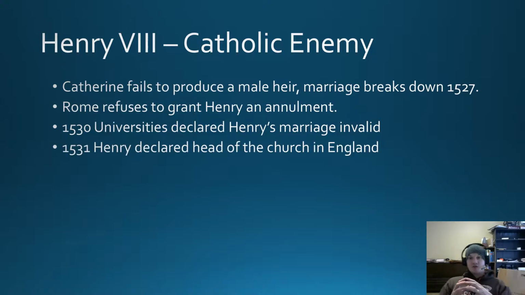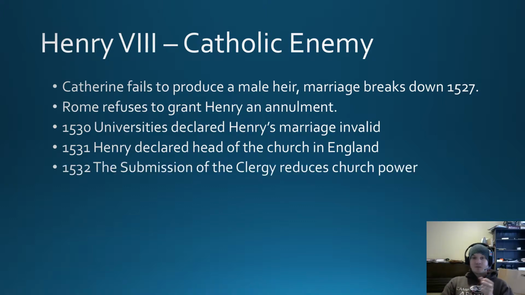In 1531, Henry declares himself head of the church in England. Between these two things, he is effectively sticking up his middle finger at the Pope in Rome and making sure he gets his way however he can. 1532, the submission of the clergy. Henry literally would take all the bishops of England and he locked them in a room. And he said, you have two conflicting vows. Your vow of loyalty to the Pope and your vow of loyalty to me.